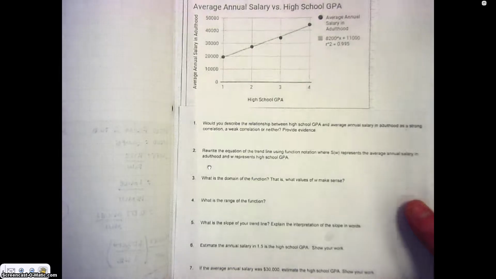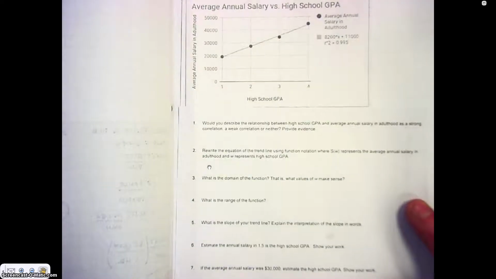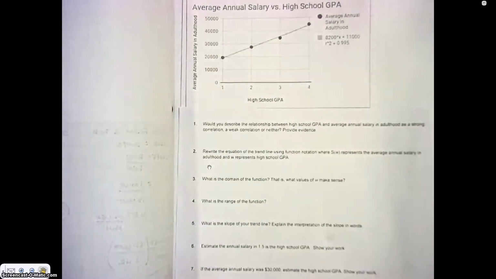All right, we're gonna look at our mathematical model we created for average annual salary versus high school GPA. I'm going to go ahead and zoom in so we can see the graph and the questions a little bit more clearly. And so let's start looking at number one. It says, would you describe the relationship between high school GPA and average annual salary in adulthood as a strong correlation, weak correlation, or neither? And we're supposed to provide evidence.